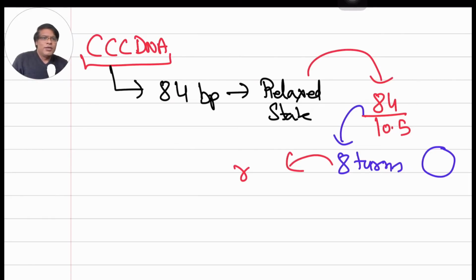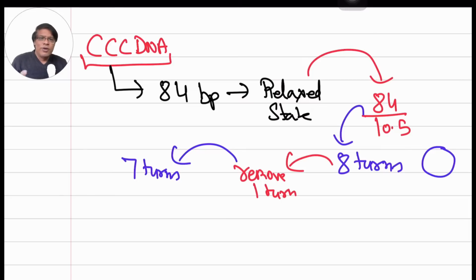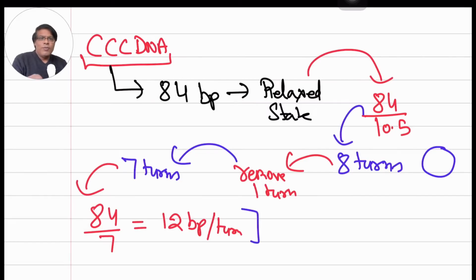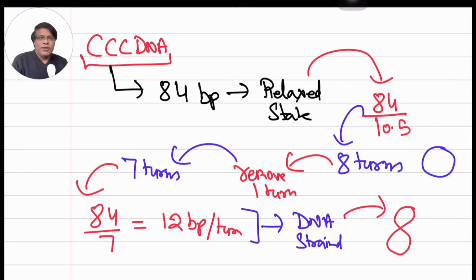Next, if you remove 1 turn, how many turns do you have now? 7 turns. Now, you have 84 base pair DNA and 7 turns. In this situation, it is 12 base pairs per turn. So within 1 turn, you have 12 base pairs. In this way, your DNA will be in a tension state. So DNA will be strained. Now, to overcome this strain, the DNA will have one supercoil. So this is the supercoil.